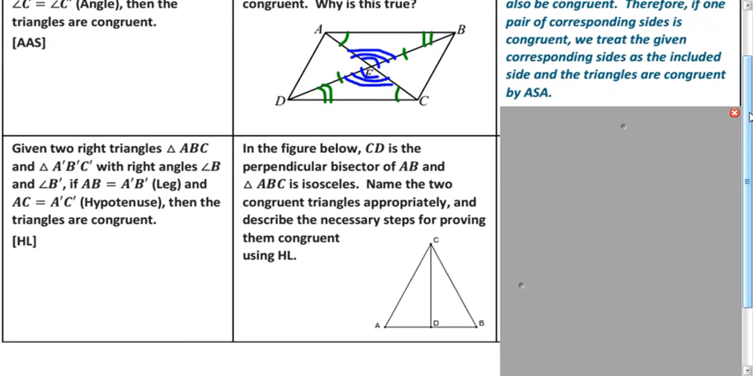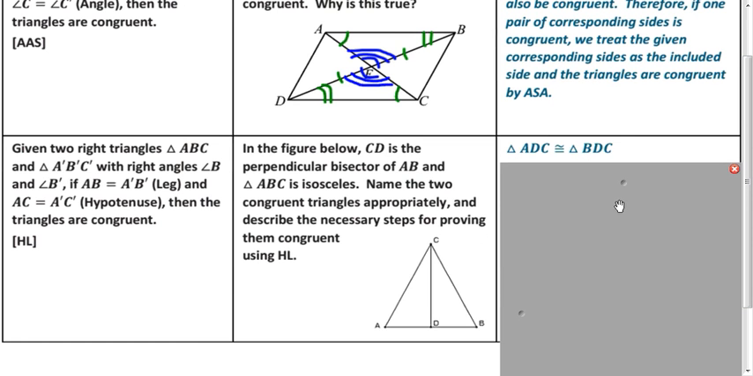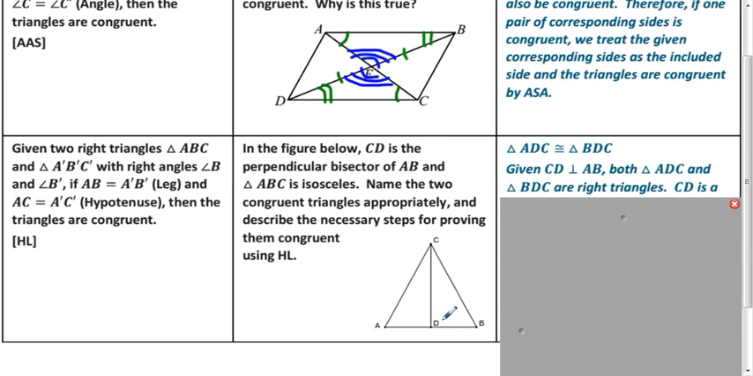And here we have a perpendicular bisector of an isosceles triangle, and we want to show that they're congruent by using hypotenuse leg. A few ways to go about that. So that's what we want to prove. And we know that CD is perpendicular to AB because it's a perpendicular bisector. So these are both right angles.